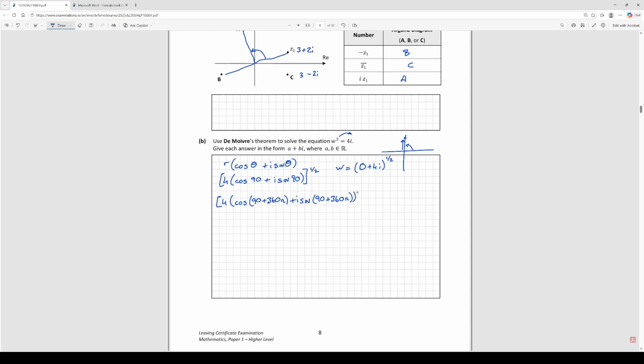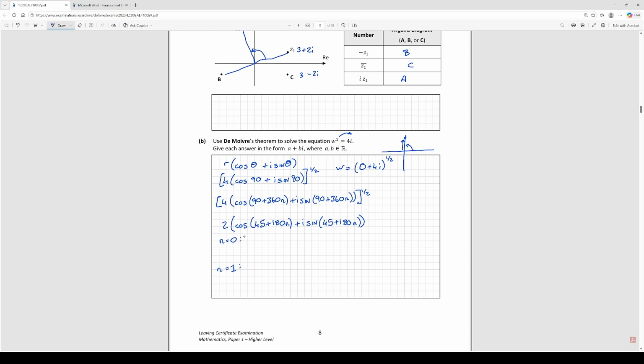That's a bracket, that's a bracket, that's a square bracket, that's a half. So if the power is a fraction, you have to add in the 360s. Then De Moivre says that's going to be a 2, because you put that to the power of a half, which is the same as a square root. You multiply all of these by a half, so that's going to be 45 plus 180n. Same over here, plus i sine 45 plus 180n. Then we would do n equals 0 and n equals 1.